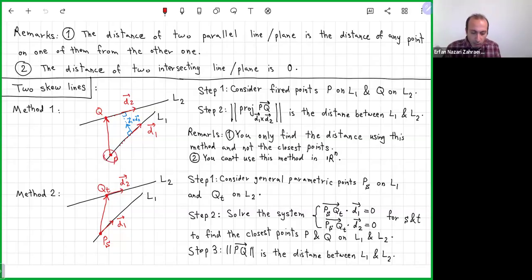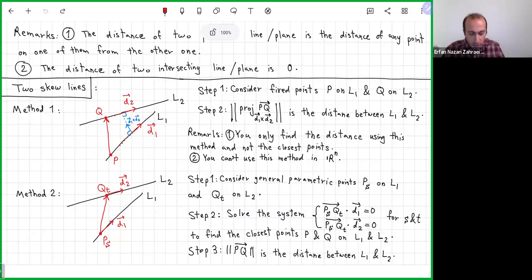So you consider one fixed point on each line. One fixed point on L1, one fixed point on L2. Not a parametric general point, just one fixed point. Then you connect them, you get PQ. These two are not necessarily the closest points. So PQ does not give you the distance. But again, you can project in some direction to get the distance.